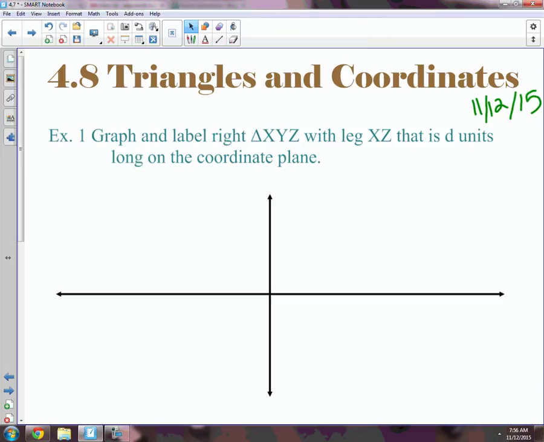And we're going to be graphing triangles, but the weird thing is they're going to tell us how long the sides are with variables. So the side isn't going to be 6 long, it's going to be d long. So go ahead, write that title, write down what it says in example 1, and then draw yourself an axis that like you see up there.